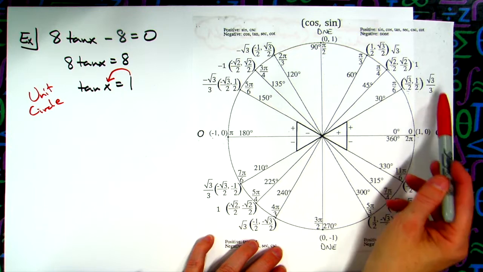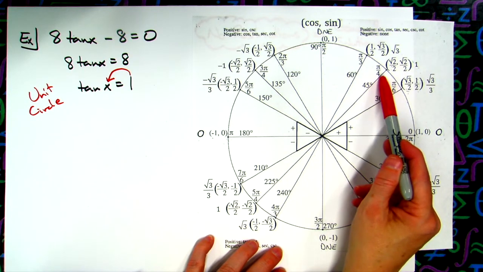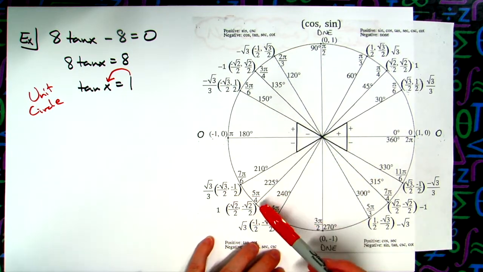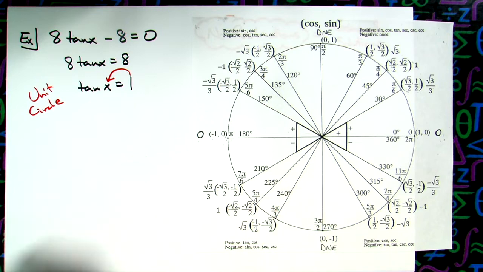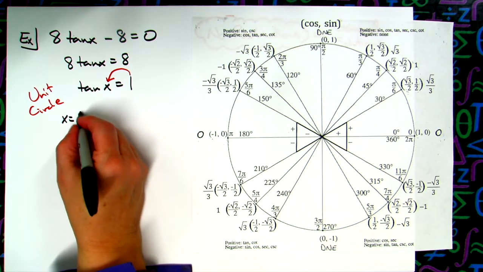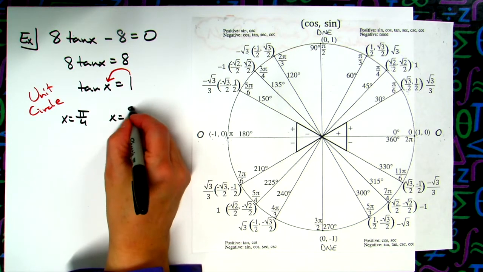All right. And we found one of them at pi over 4. And then we found another one at 5 pi over 4. Okay, so we found x equals pi over 4, and we found x equals 5 pi over 4.